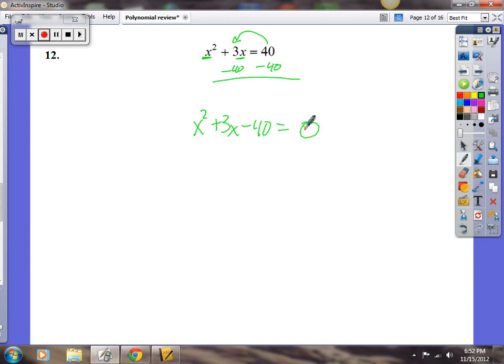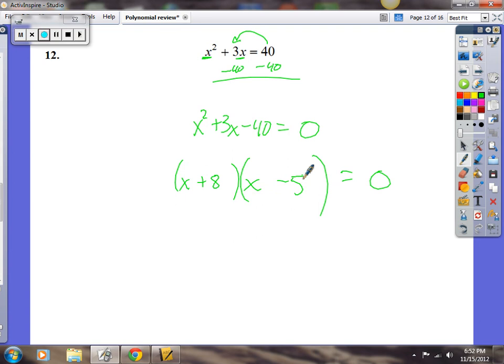Okay, the 0 is actually huge. 0 is what you love. If we factor it, what multiplies to give you 40 and adds to give you 3? It's going to be 8 and 5. So a positive 8 and a negative 5.